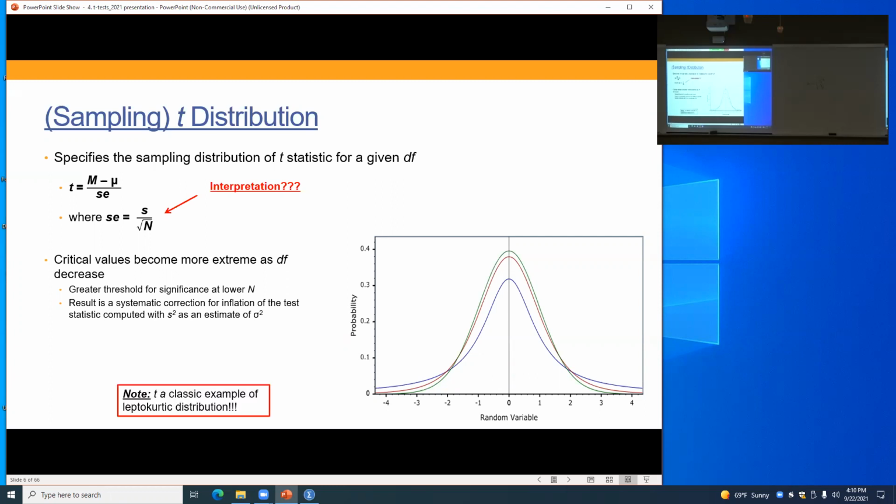All right. So one thing to note here is our T distribution, a classic example of a leptokurtic distribution. Okay. Leptokurtic, is that positive kurtosis or negative kurtosis? People having a hard time remembering?